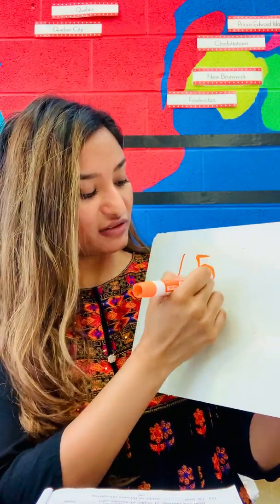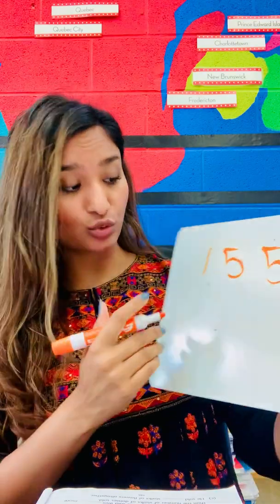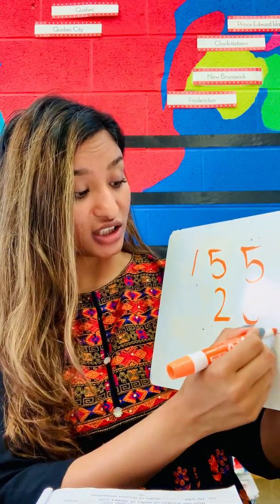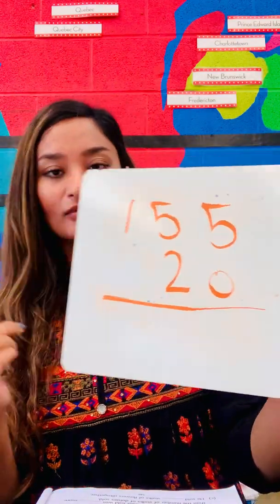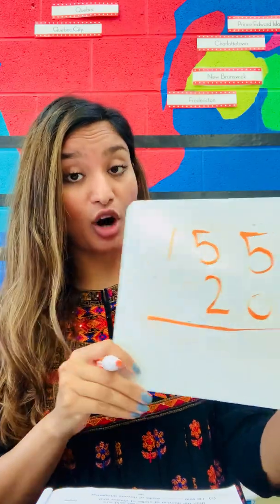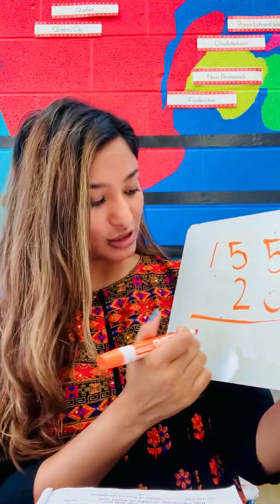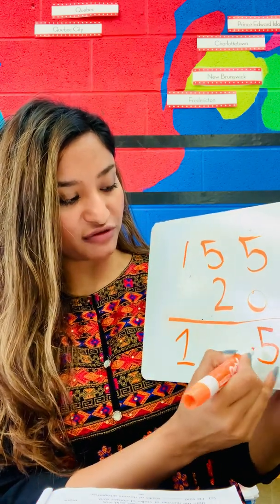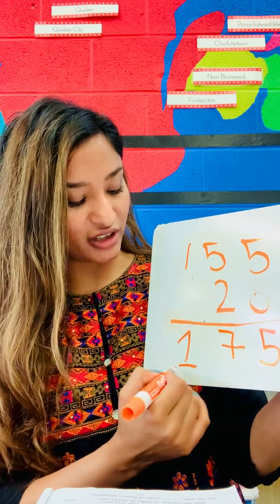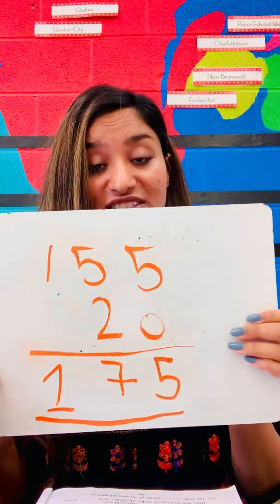Now in 155, when we add 20 again, what do we get? So let's do 155 add 20. Can you please do that? We have 155, and we need to add 20 to it. Can you please pause the video and do this one on your own? Okay, so I hope that you paused the video, and let's go ahead and see. What do we get? So 5 plus 0 gives me 5. 5 plus 2 gives me 7. So my answer is 175. So what is my pattern?